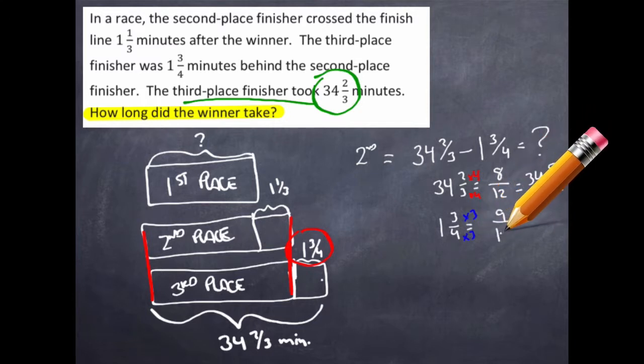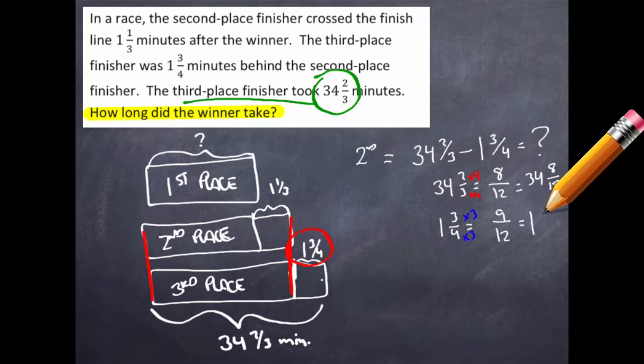4 times 3 would give me 12, so my denominators are the same. So this would be 1 and 9/12. Easy enough so far. So let me rewrite and rearrange some things here.